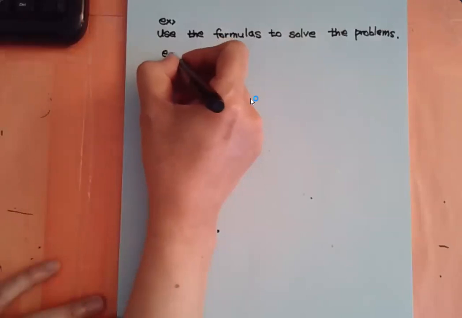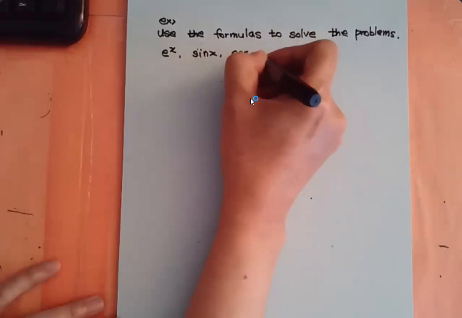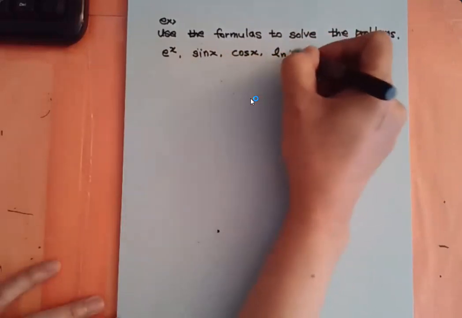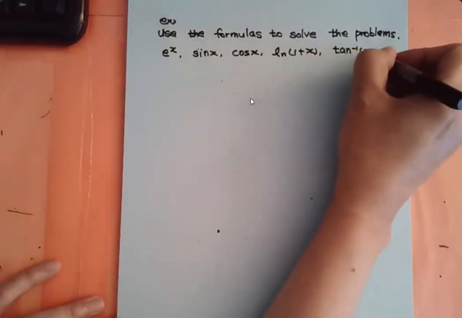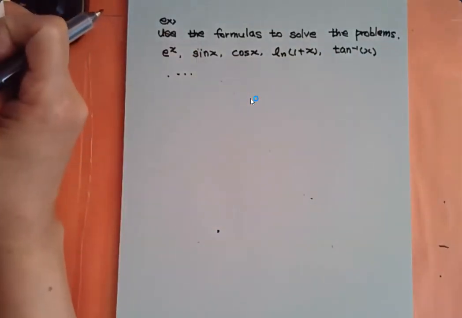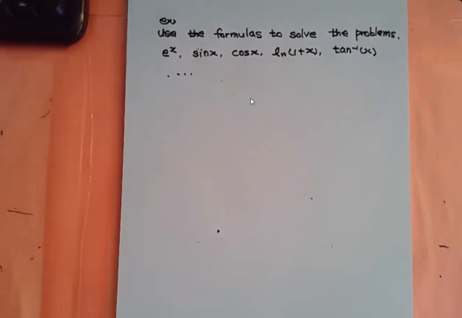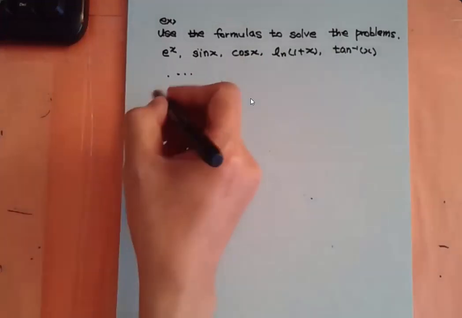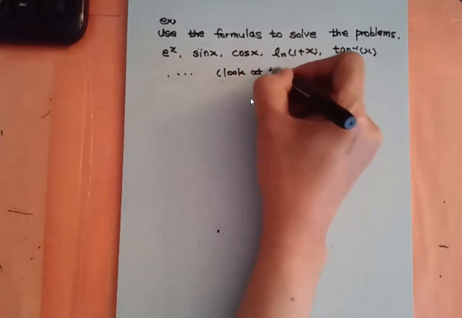If you look at the lecture notes, those are about e to the x and the sine of x and cosine of x and natural log of 1 plus x and the tangent inverse of x and so on. Those are described with a Maclaurin series expansion. So this part, look at the lecture note.